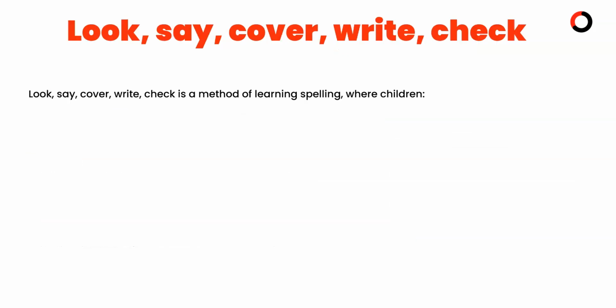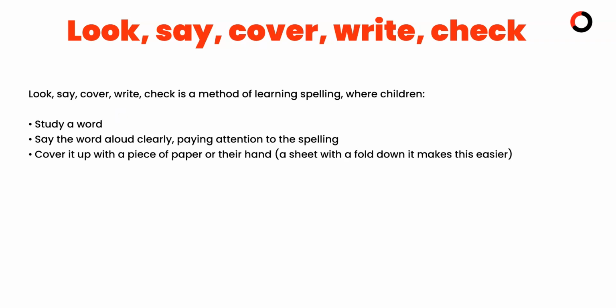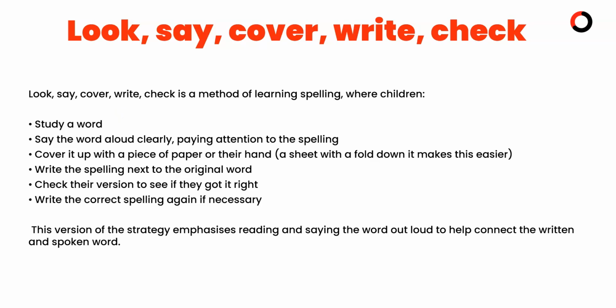So let's quickly recap the intervention and how this works. So the students study a word. They then say the word aloud clearly, paying attention to the spelling. Cover it up with a piece of paper or their hand. We use the sheet, which is in the resource folder. Write the spellings next to the original word, and then check their version to see if they got it right. And then write the correct spelling again if necessary. And this version of the strategy emphasizes reading and saying the word aloud to help make that connection between the written and spoken word.